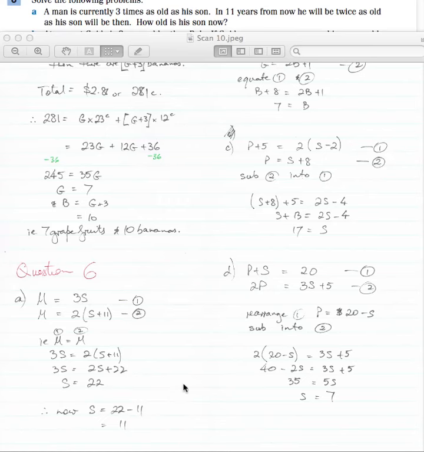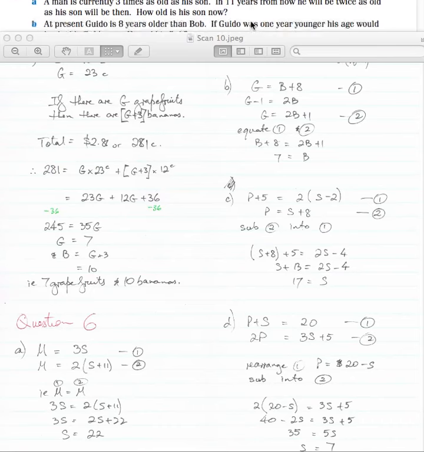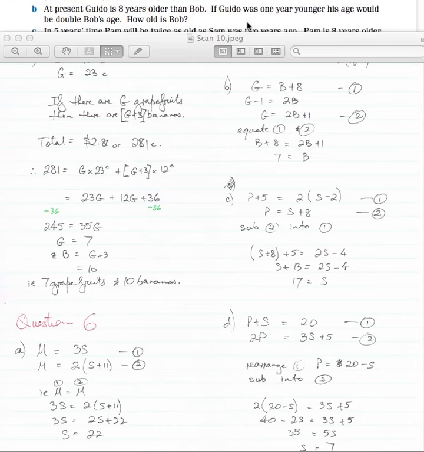Now it's tricky, but let's just look at a couple of other questions and just see if you can identify the pattern. First thing, you've got to write down the information. At present, Guido is 8 years older than Bob. Now just be careful with this. Guido is Bob's age plus 8.